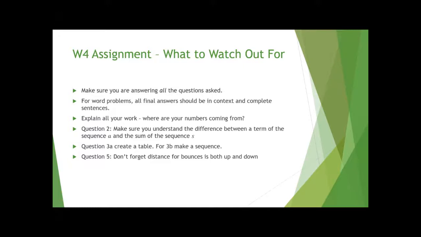For question 2 specifically, make sure you understand the difference between a term of a sequence and the sum of a sequence. For question 3A, you don't need to use a sequence for that. You need to make a table first. You'll use the sequence for part 3B. And then for question 5, this is one about a bouncing ball, and you're finding the distance, and you need to consider the fact that a ball goes both up and down, so it's covering an up distance and a down distance. So those are just some things to look out for when you're working through the assignment.